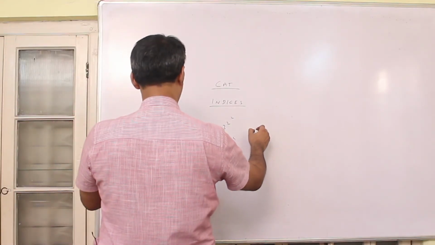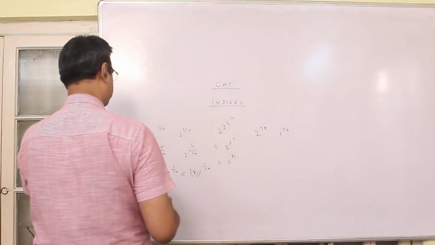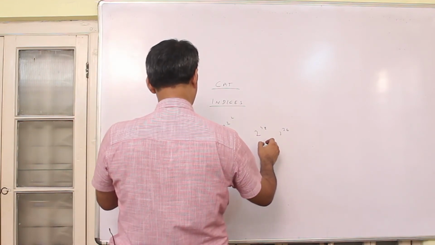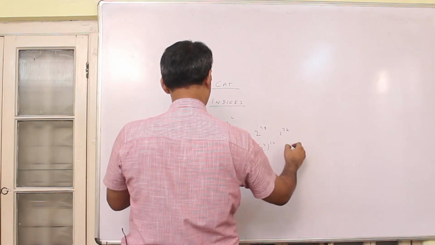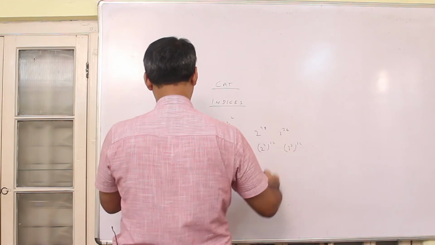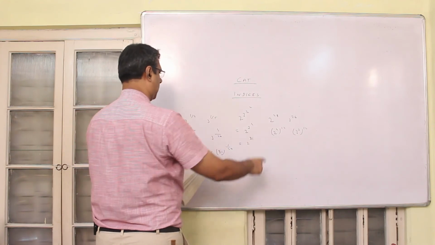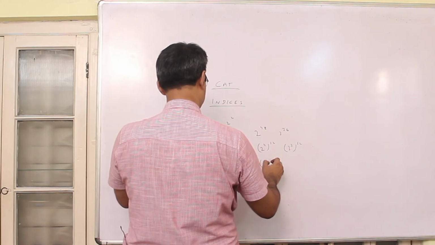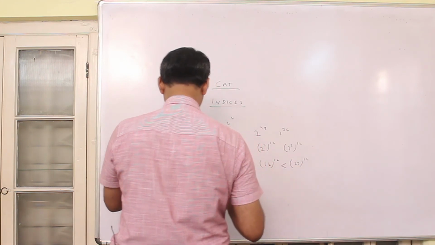On the other hand, suppose we are asked to compare 2 to the power 48 and 3 to the power 36. We can write 2 to the power 4 whole to the power 12 and 3 to the power 3 whole to the power 12. So here 12 is the HCF. When you are comparing fractional indices, you take the LCM, and for integer indices you take the HCF. You know that 2 to the power 4 is 16 and 3 to the power 3 is 27. So obviously this is greater.